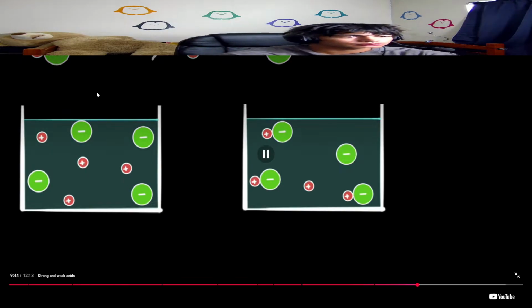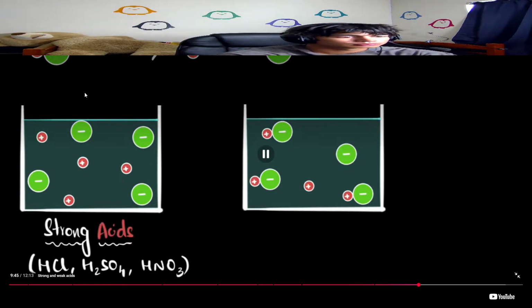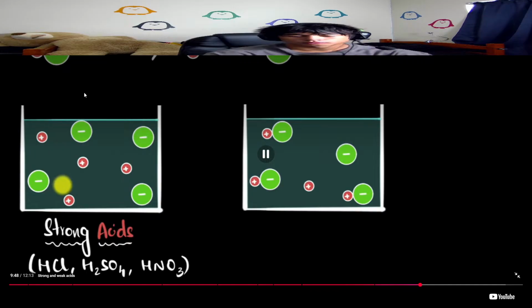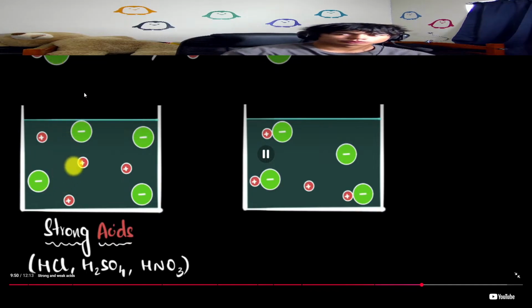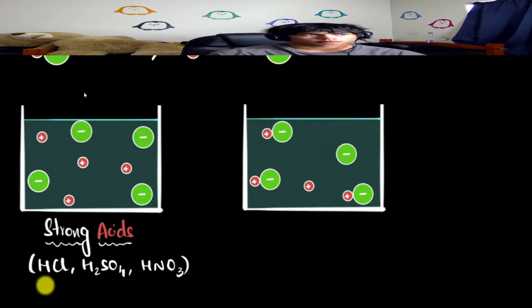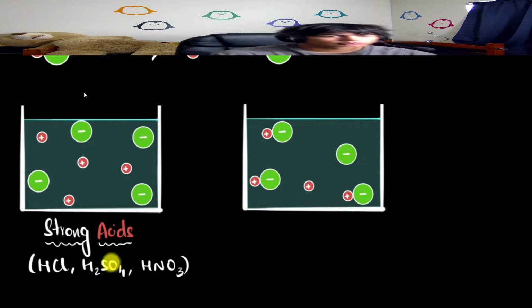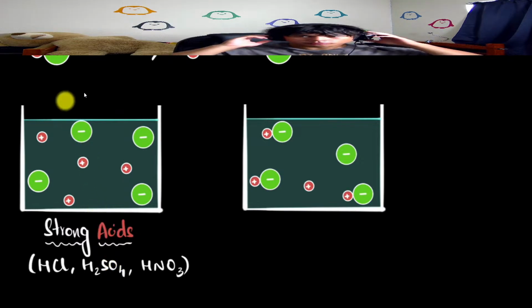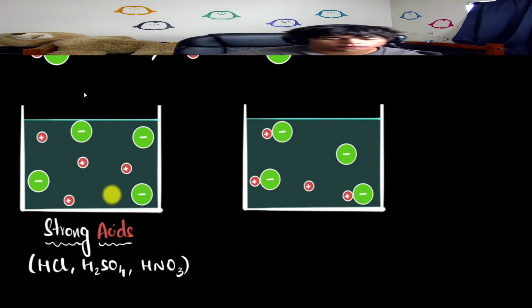Such acids are called strong acids. When you have 100% dissociation, almost all of them get dissociated, we call them strong acids. Your hydrochloric acid, sulfuric acid, nitric acid, they're all strong acids. Same is the case with bases. When bases have complete dissociation, we call them very strong bases.